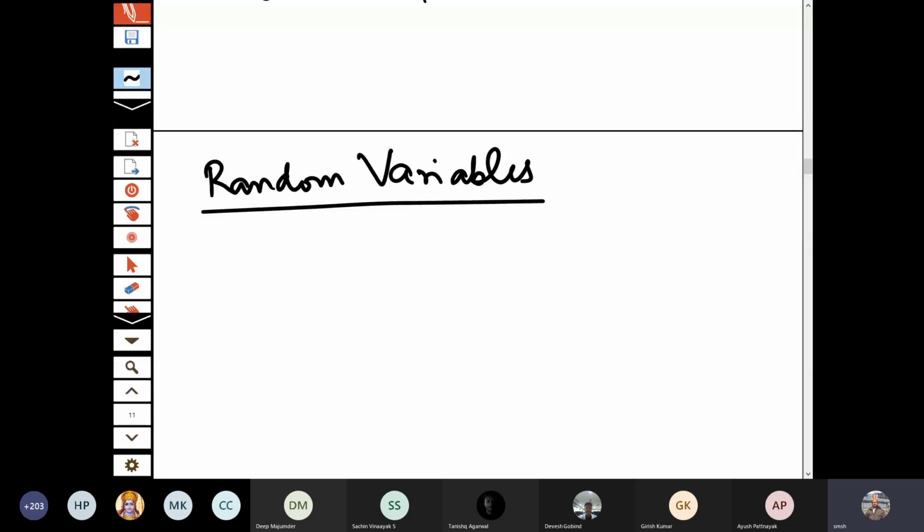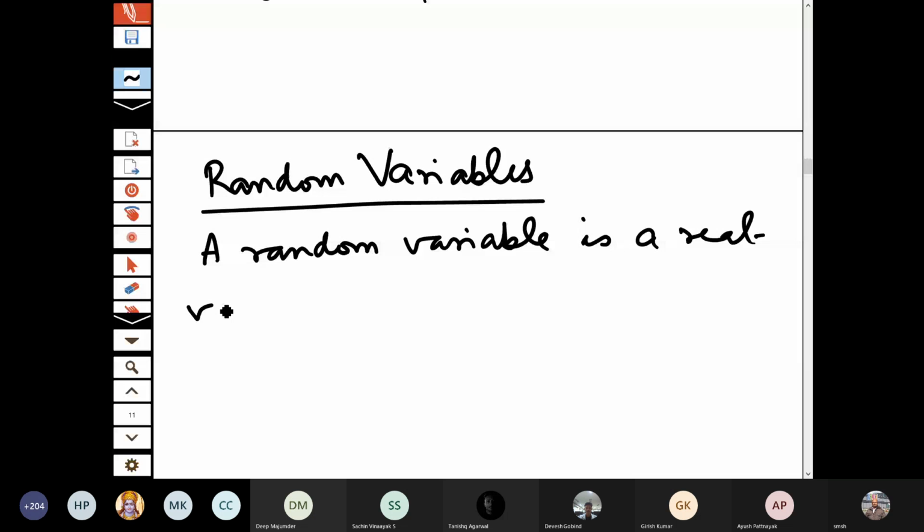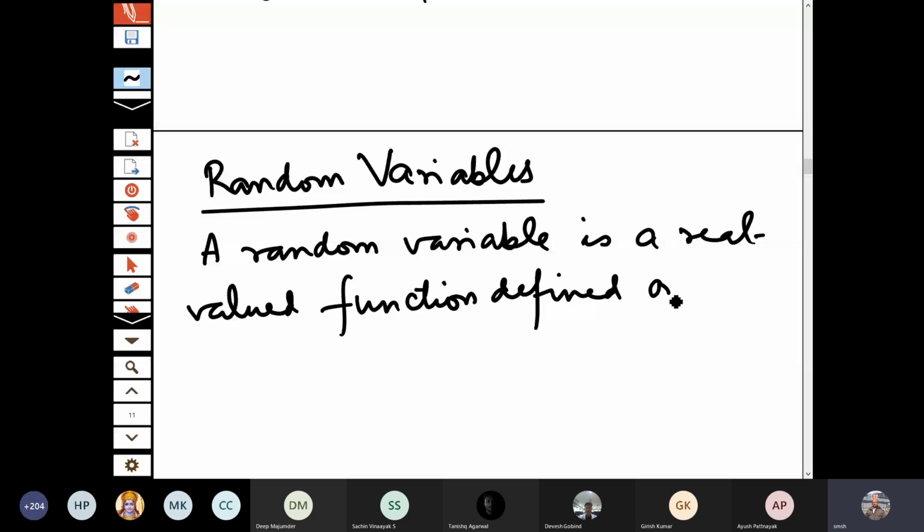So a random variable is a real valued function defined on the sample space.